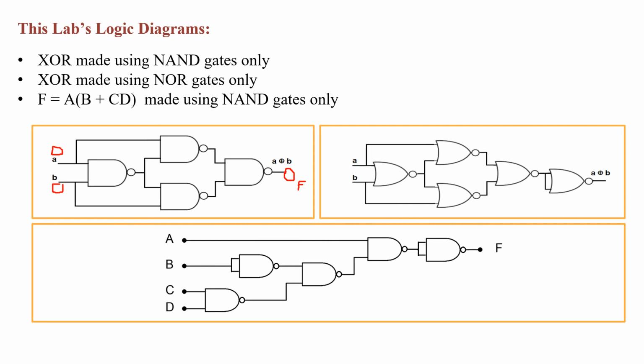Okay. So this is how to implement A XOR B using NAND. This is A XOR B using NOR. And this is the expression that we looked at earlier, this one, using NAND gates only.